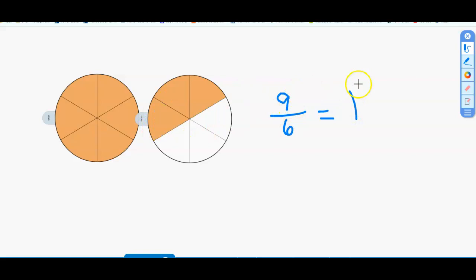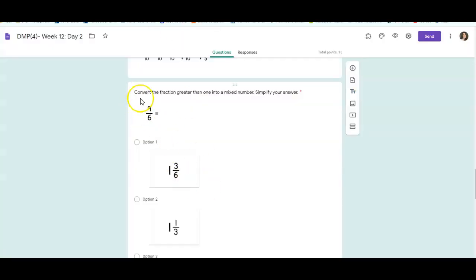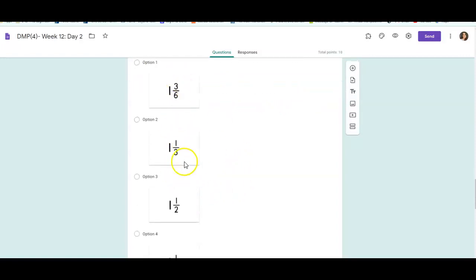and then we have 3/6, what fraction does that 3/6 look like? Well, if you said, Ms. Hatfield, that looks like a half, you would be correct. So on our problem here, convert the fraction into a mixed number, then simplify your answer.